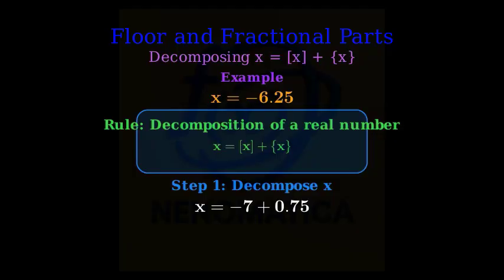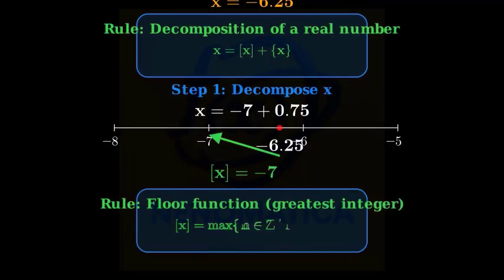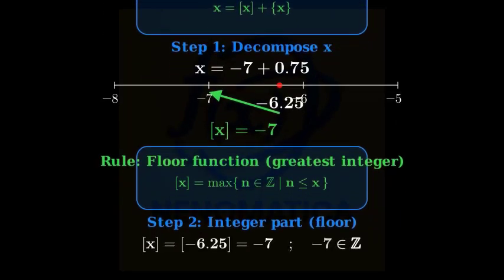To visualize why the floor is negative 7, look at the number line. Negative 6.25 sits between negative 7 and negative 6. The floor is the greatest integer not exceeding the point, which is negative 7. Step 2. State the floor explicitly using its definition. The floor of x is the maximum integer n such that n is less than or equal to x. Therefore, the floor of negative 6.25 equals negative 7, an integer.